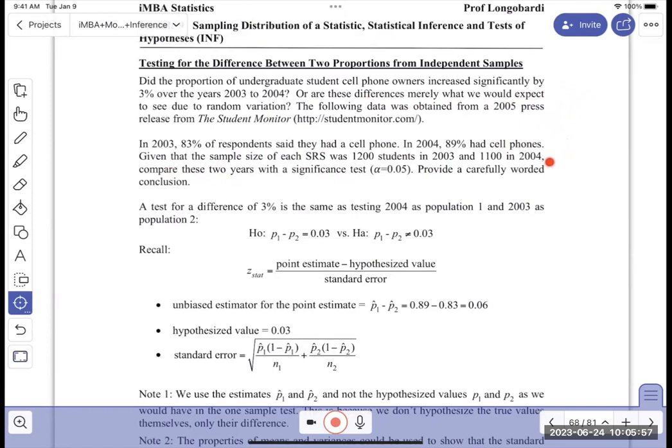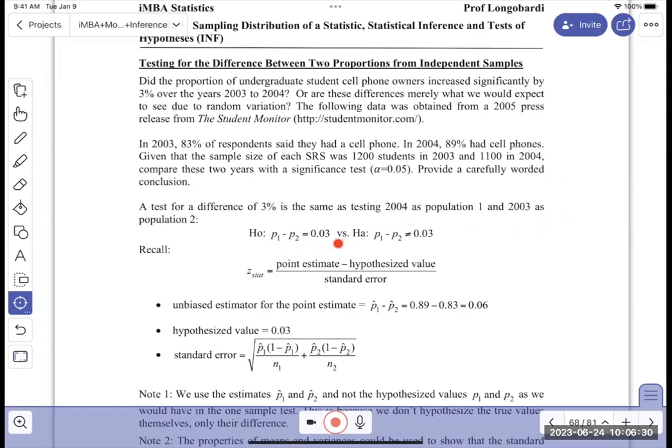Given that the sample size of each simple random sample has 1,200 students in 2003 and 1,100 in 2004, compare these 2 years with a significance test. Carefully word your conclusion. So we're looking at the difference between the proportions, and whether it is more or less than 3%. So this is how you set up the test.